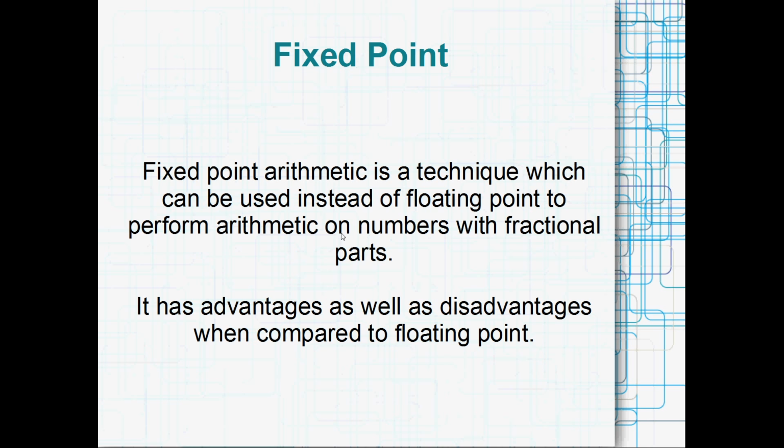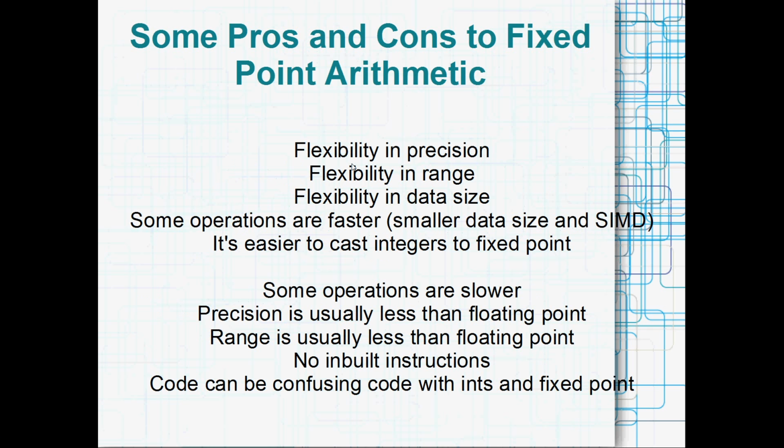So fixed point arithmetic has advantages and disadvantages when compared to floating point, so let's go through a few of those. First of all, it's got flexibility in precision, range and data size. That means that the programmer themselves chooses the precision, the range and the data size with fixed point arithmetic, whereas with floating point arithmetic, the precision, range and data size are already selected for us. They're set by the IEEE.